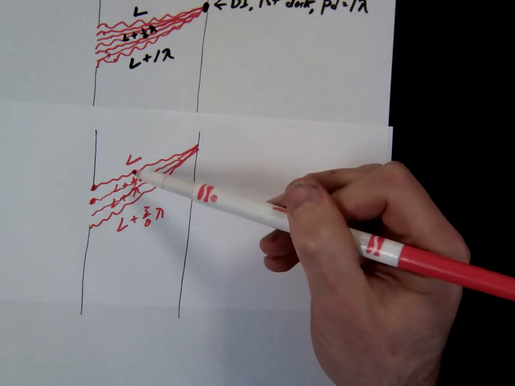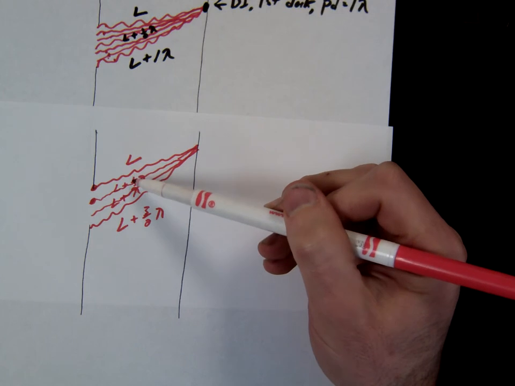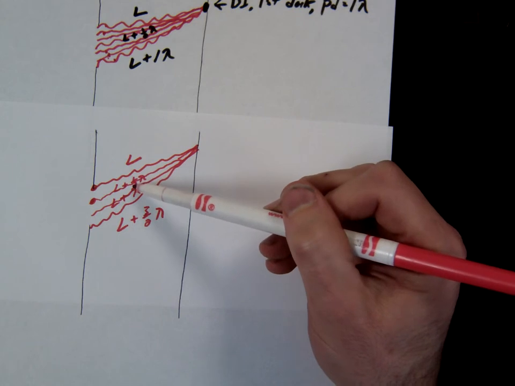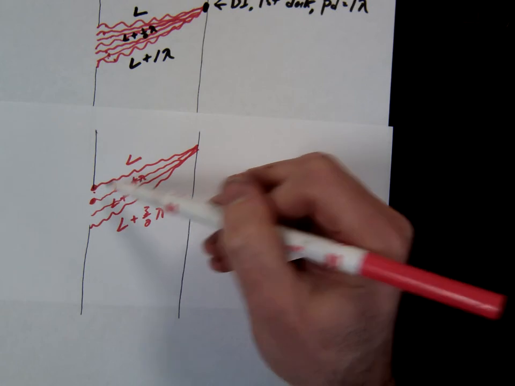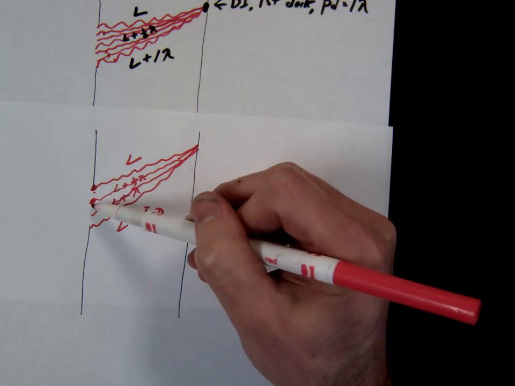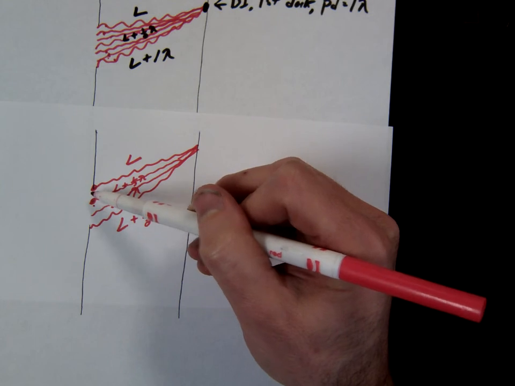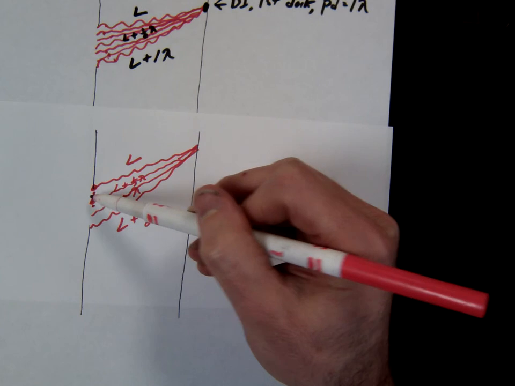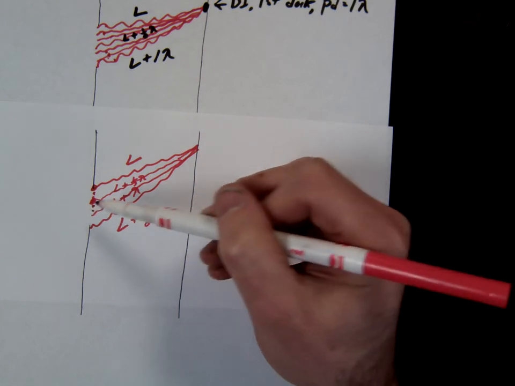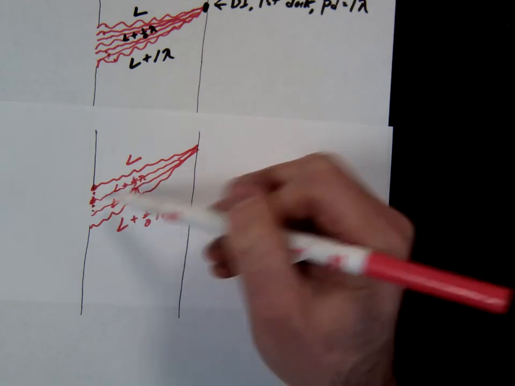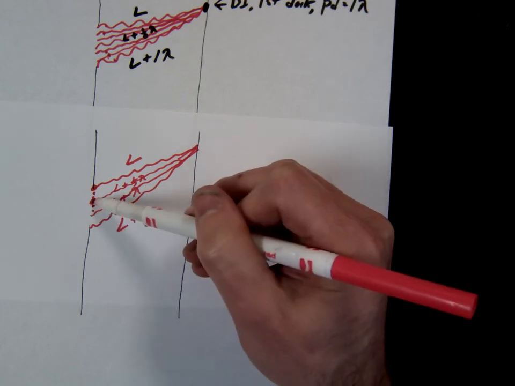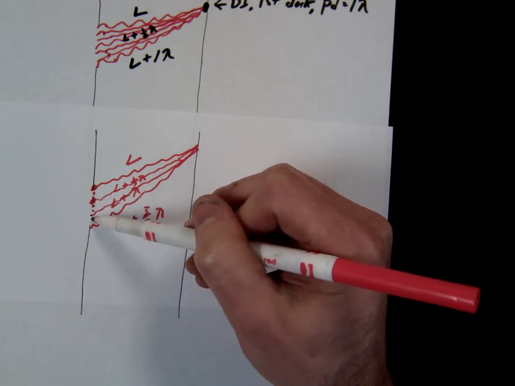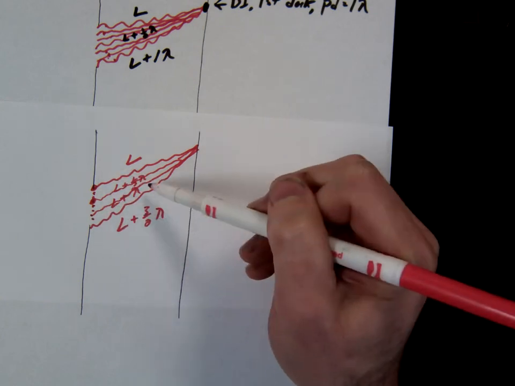What should happen to those two? They should cancel. So L and L plus a half should cancel, right? Because it's a half wavelength difference. If we go a little bit lower, so L plus a little bit lower, L plus a half plus a little bit lower, what should happen to those two? They should destroy. If we go a little bit lower still, they should destroy. Until you get to L plus a half and L plus 1, they should destroy. They're all a half wavelength past each other, they should all destroy.